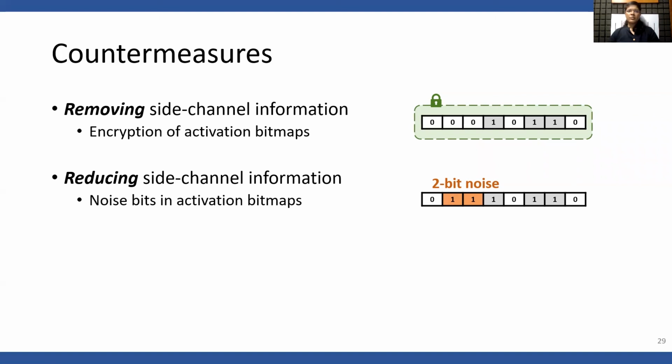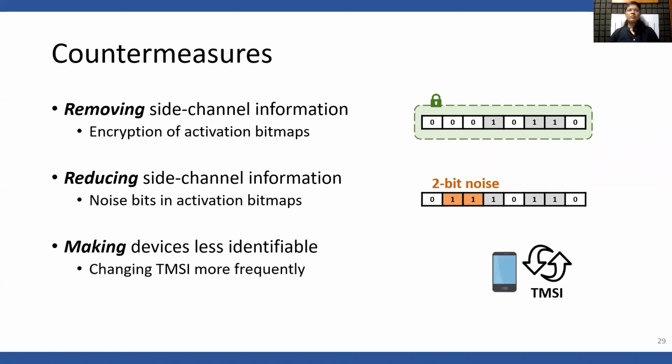There is another countermeasure that is orthogonal to the earlier solutions. That is, to make the devices less identifiable by changing the TMSIs more frequently. It is, however, very well known that achieving this in 4G is difficult. 5G seems to be doing much better. Please check these recent attacks and security patches in 5G.